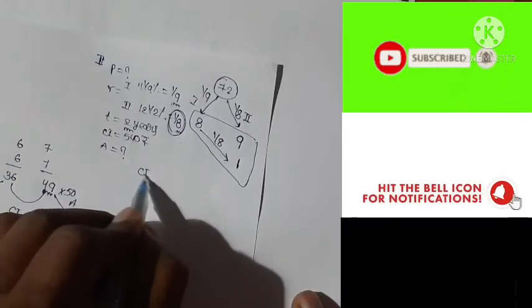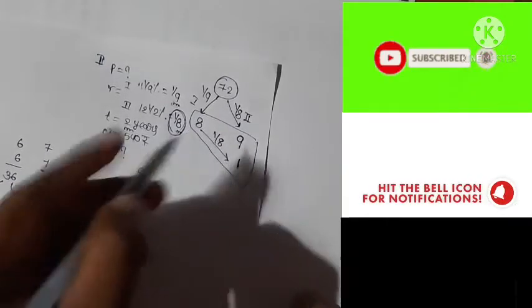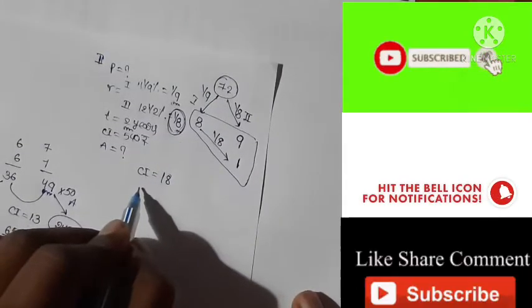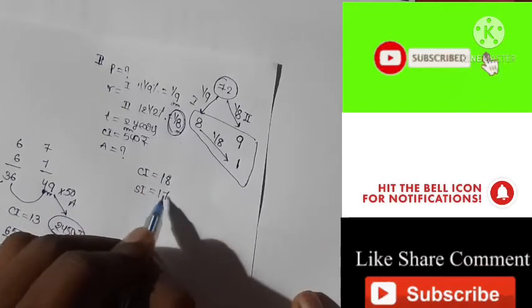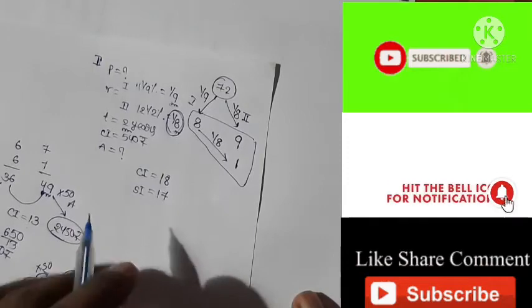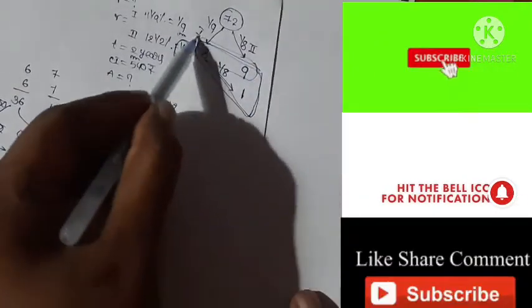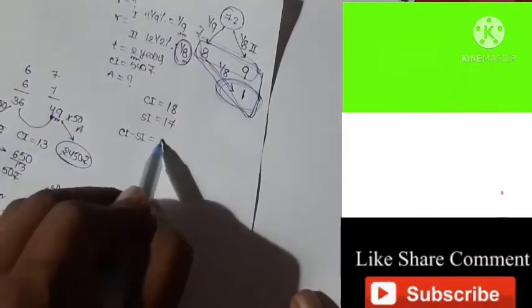So compound interest is equal to 9 plus 1 plus 8. Value is 18. So simple interest is 9 plus 8, so 17. So this is the simple interest. This one is compound interest. So the difference of compound interest minus simple interest represents this part. So value is 1 unit.